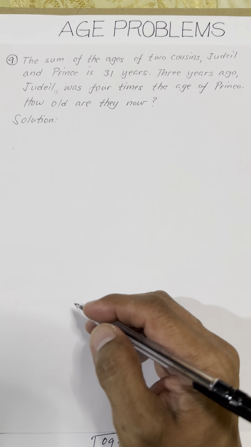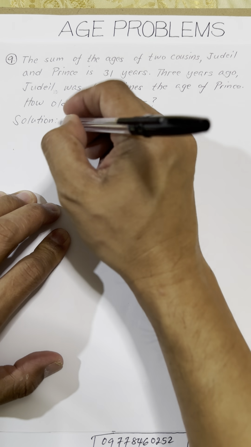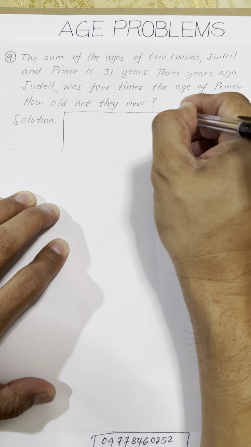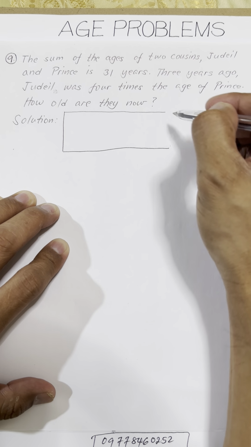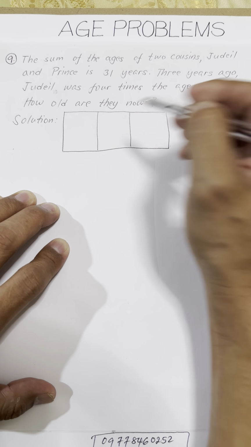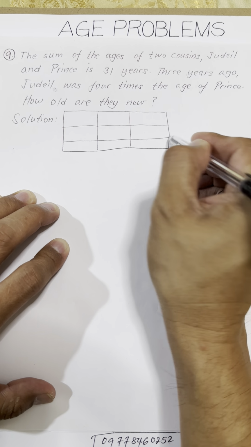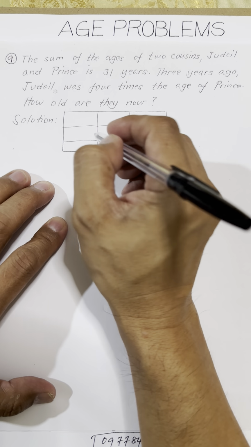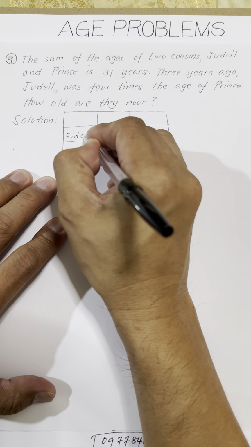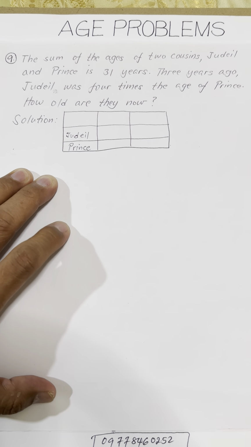Again, let us organize the information given in this problem in a table. So I will draw another 3 by 3 table size. So this is our 3 columns, and this is our 3 rows. So let's write down the names mentioned in the problem. We have Judel, and we have Prince. So these are the cousins.